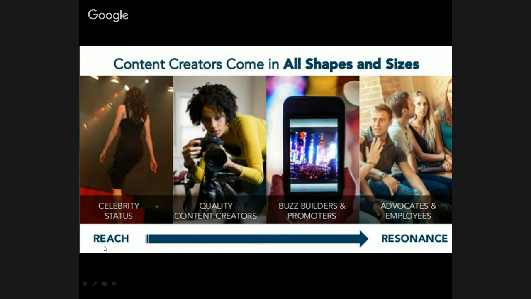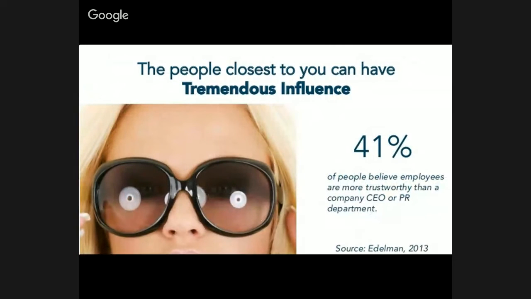Of course, you're a celebrity against somebody who's got hundreds of thousands of followers on Twitter, for instance. And yet the truth lies somewhere at this point, isn't it? The advocates and employees who have much more resonance. People closest to you can have tremendous influence.